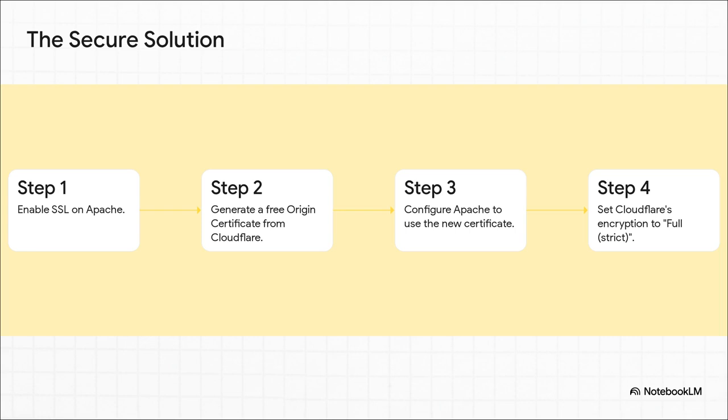The whole goal is to make the entire path from the user to your server totally secure. There are just 4 steps. First, you enable encryption on your server itself. Second, you get a free, unique security certificate from Cloudflare. Think of it as a special key. Third, you tell your server how to use that key. And finally, you go back to Cloudflare and tell it to only accept a connection that uses that key. It's like putting matching high-security locks on both ends of the tunnel.